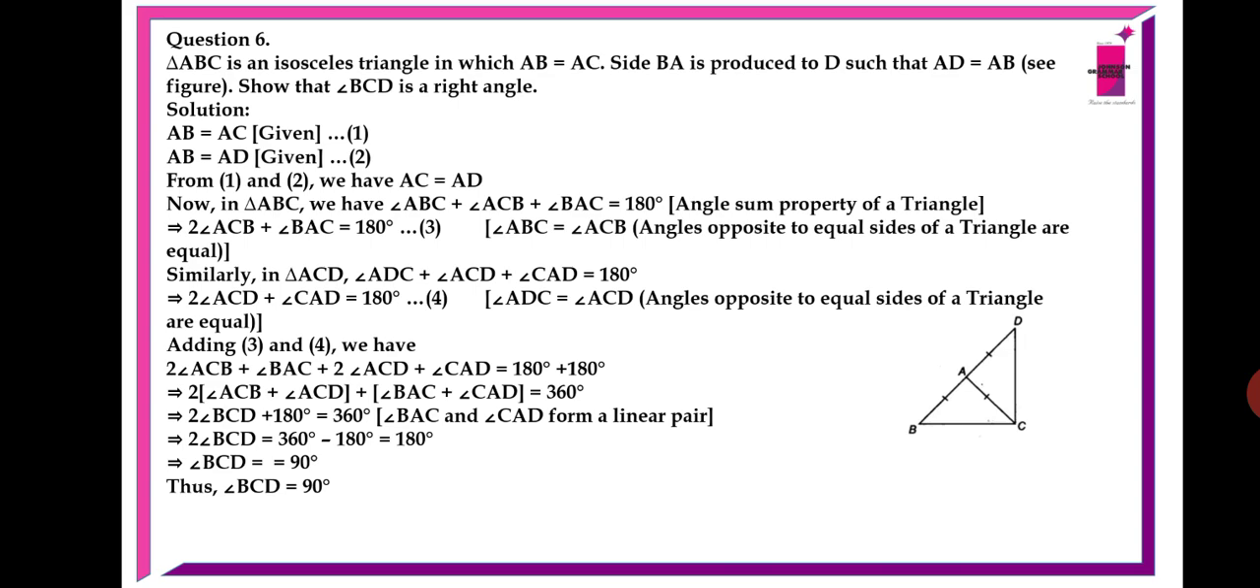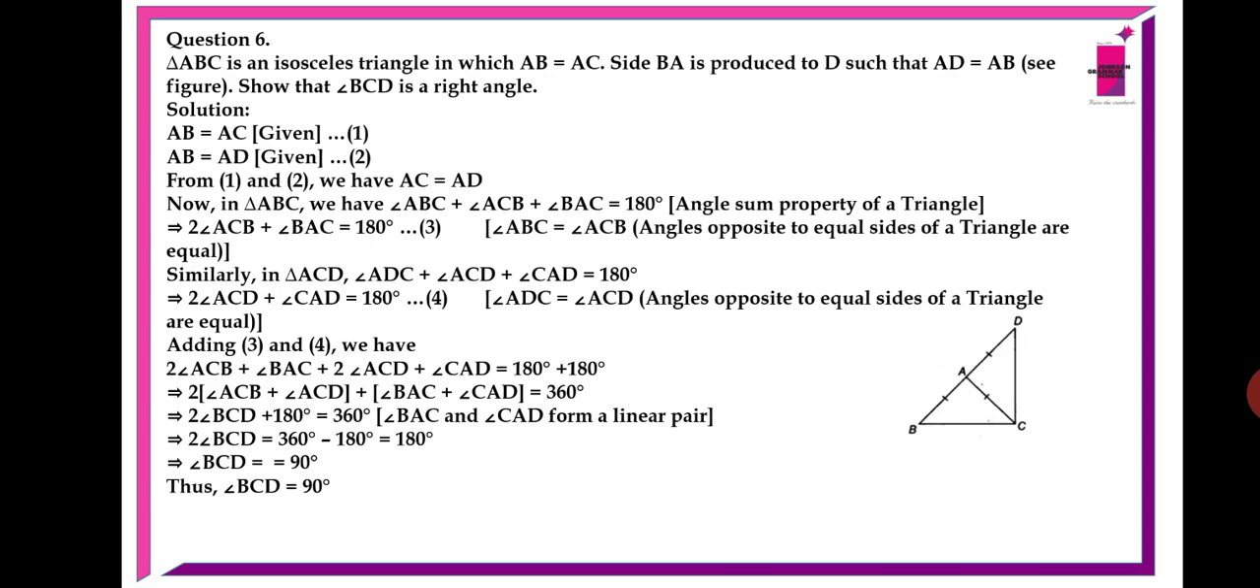So 2 angle ACB plus BAC plus 2 angle ACD plus CAD equals 180 plus 180. Now, since we have 2 as a product, we are taking this 2 common. Then 2 into angle ACB plus angle ACD plus BAC plus CAD equals 360. You know that BAC and CAD form a straight line, or they call it a linear pair. So the sum of those angles equals 180. So 2 angle BCD plus 180 equals 360.